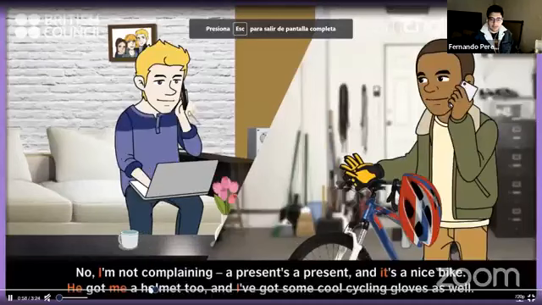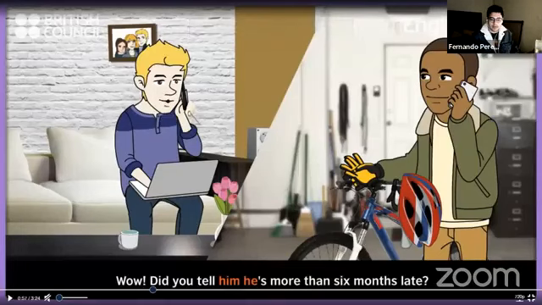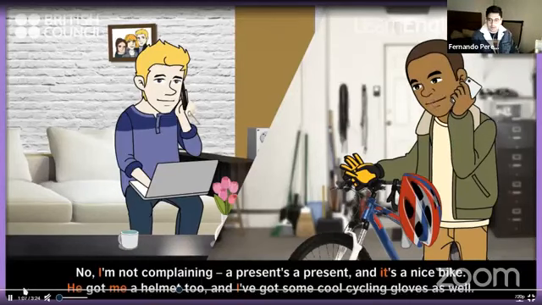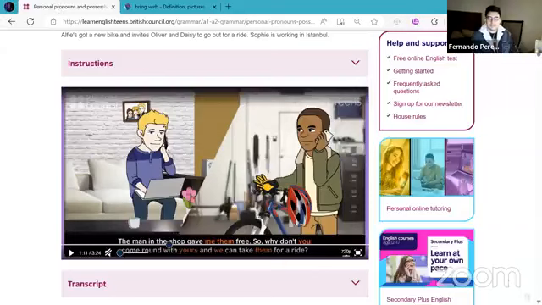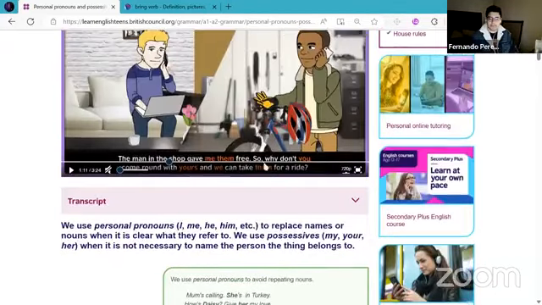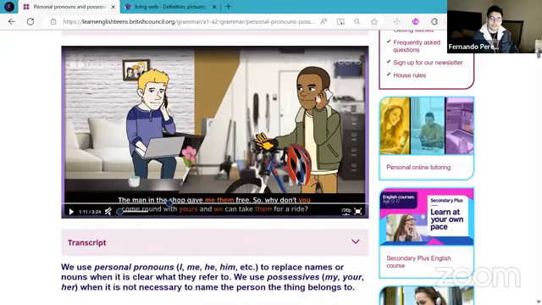Let me find the other one. This is a gossip structure. Did you tell him he's more than 6 months old late? This is a gossip structure. And look at this example, okay? I think it's the same. No. So why don't you come around with yours and we can take them for a ride? What is the meaning of yours in this case? What is he talking about? Any ideas?